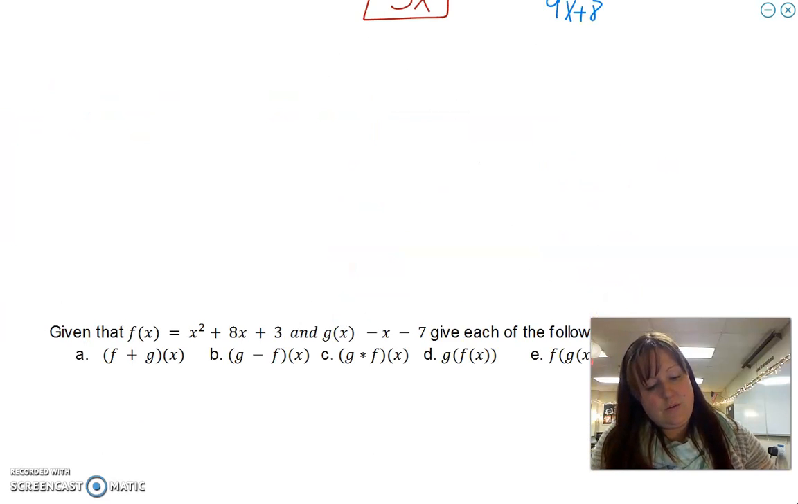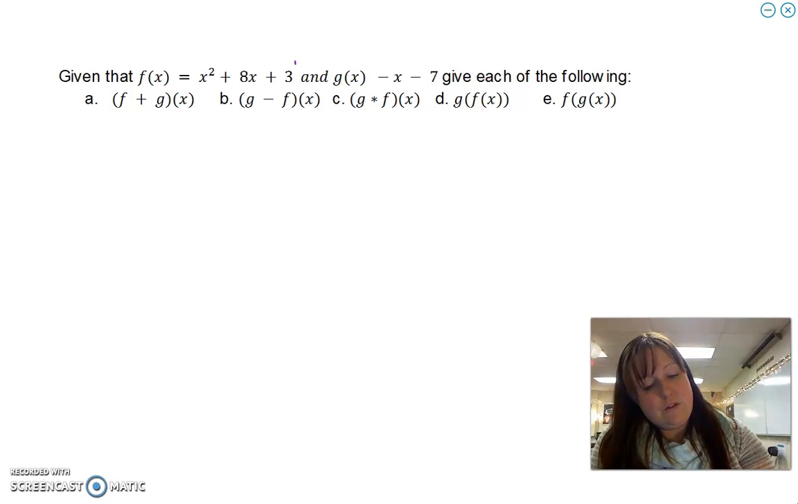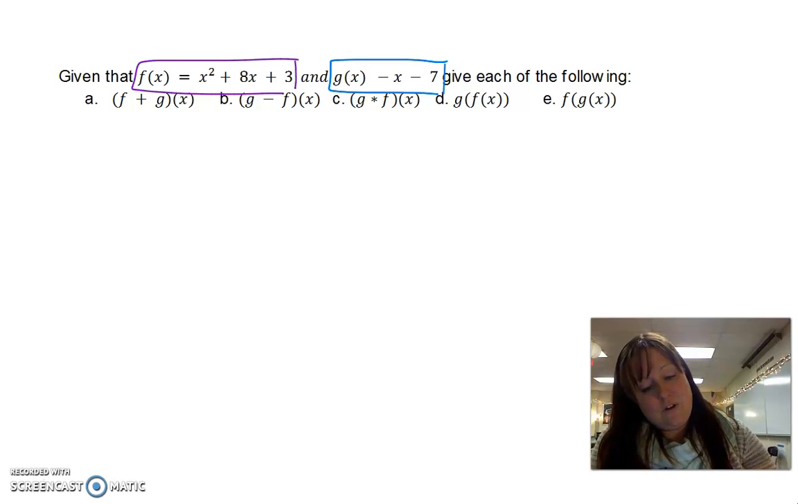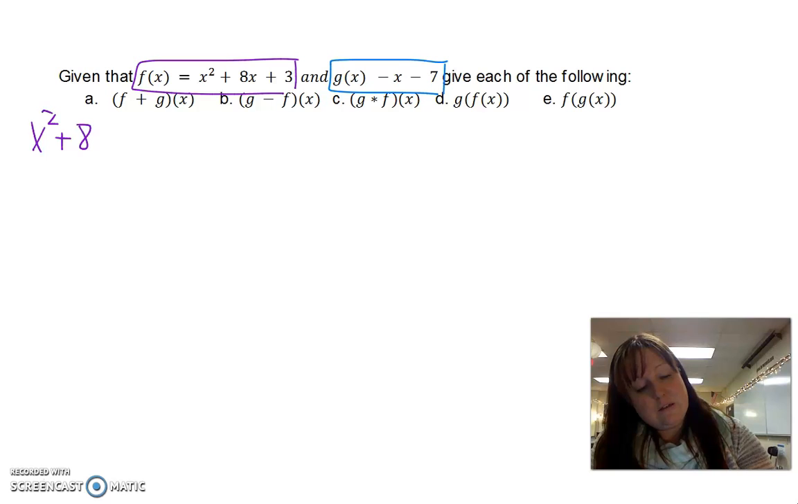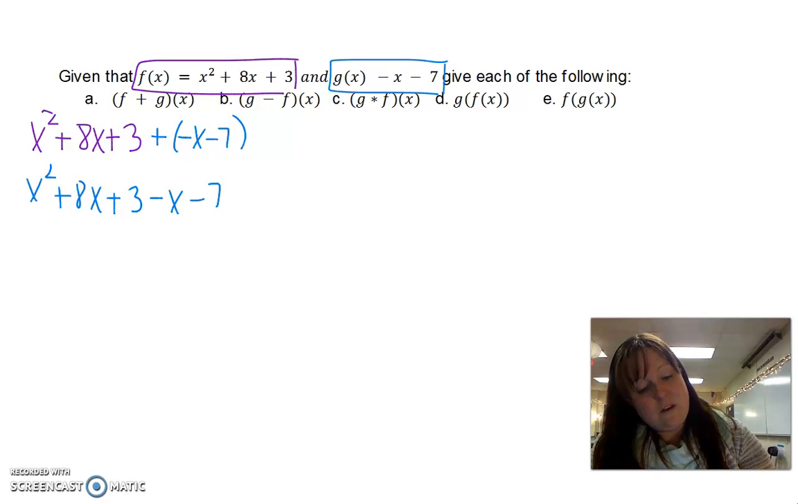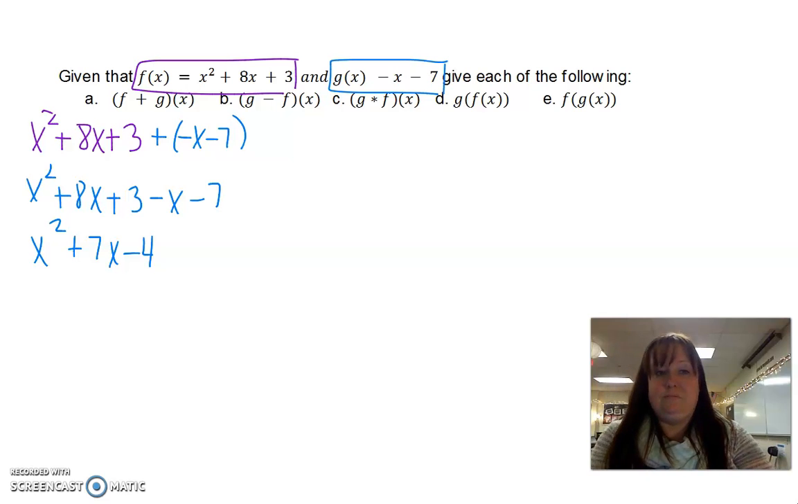All right, here's another one with some function operations. So there's f of x, there's g of x. Give each of the following: f plus g. So we have x squared plus 8x plus 3 plus negative x minus 7. So in the end, we end up with x squared plus 8x plus 3 minus x minus 7. So that's x squared plus 7x minus 4. So we just combine things that are the same.